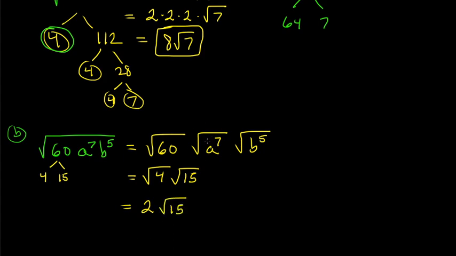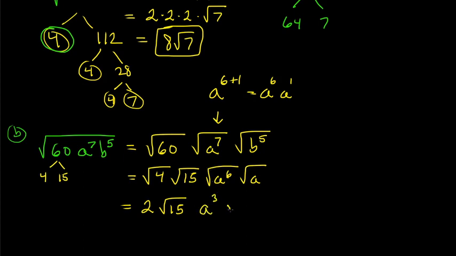Now, what about the square root of a to the 7? Well, you can think of 7 as 6 plus 1. So this is a to the 6 times a to the 1. So we have the square root of a to the 6 times the square root of a to the 1. And I'm not going to put a 1 there. It's understood. The square root of a to the 6, 6 divided by 2 is 3. So this is a to the 3 times the square root of a.